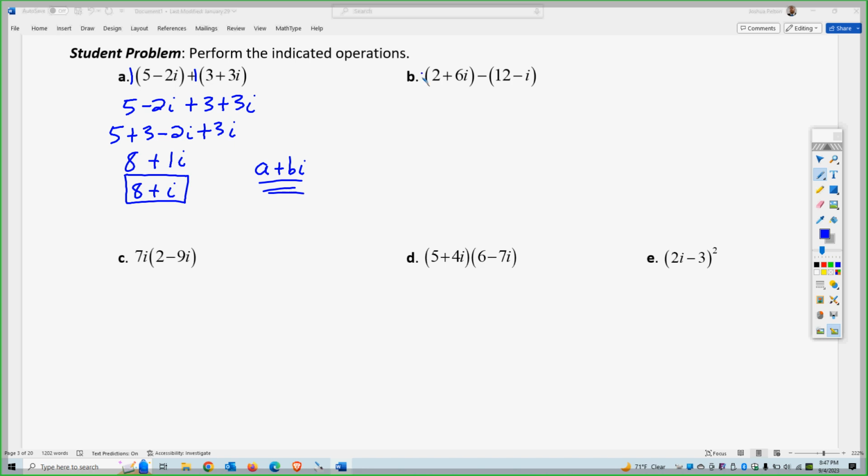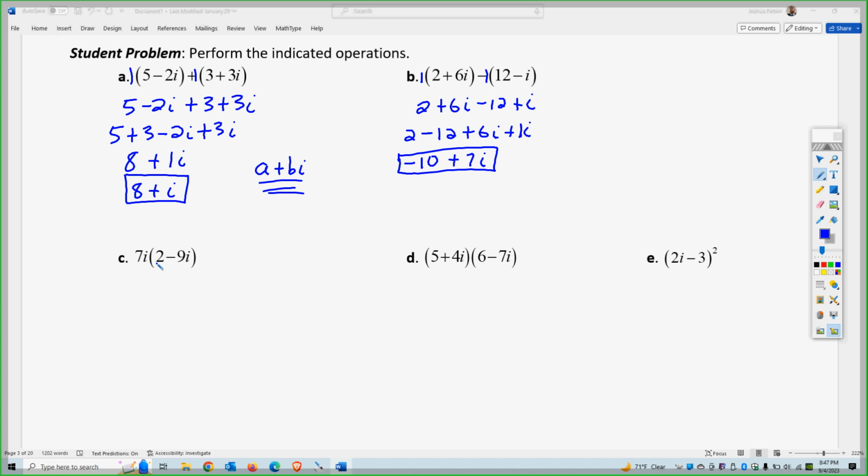Okay, so distribute a 1 and a negative 1 here. So 2 plus 6i minus 12 plus i. So if I rearrange, 2 minus 12 plus 6i plus i gives me negative 10 plus 7i. Because remember, just a single i is really one i, right? It's really a one i. Okay, last three. All right.